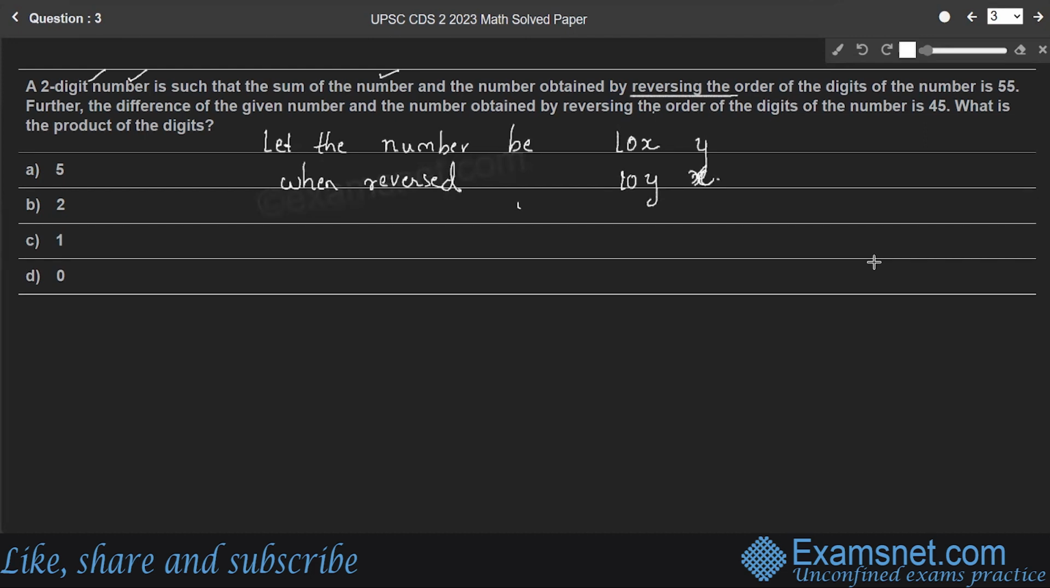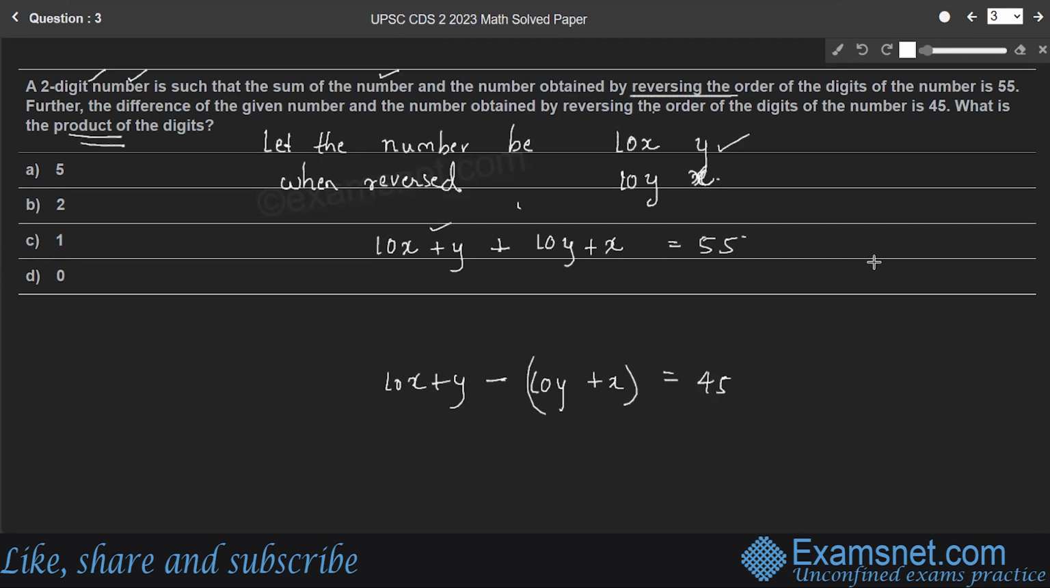It is given that the sum of the given number, which is 10x plus y, and the number obtained by reversing the order of the digits, which is 10y plus x, is 55. And the difference of the given number, so we'll consider the difference, 10x plus y minus (10y plus x) is 45. What is the product of the digits?